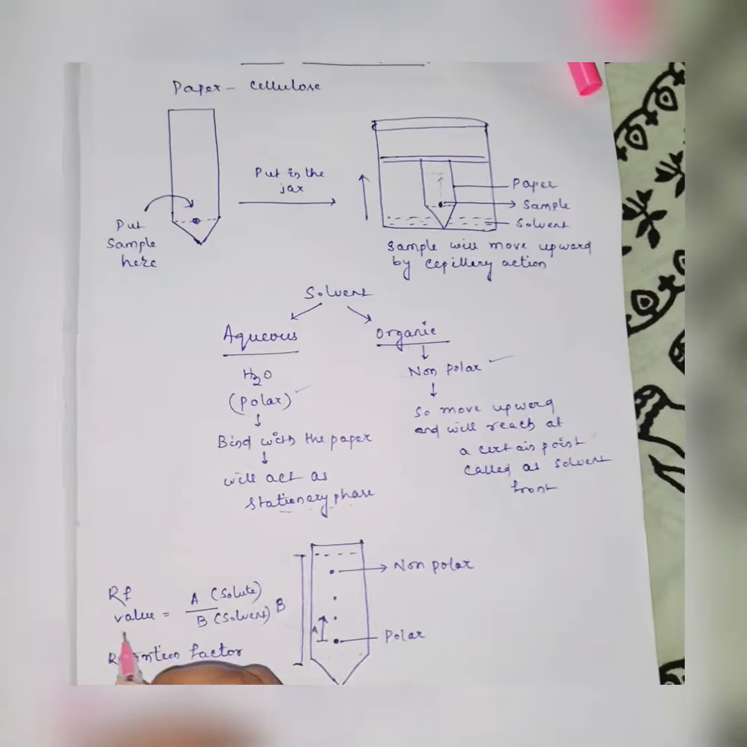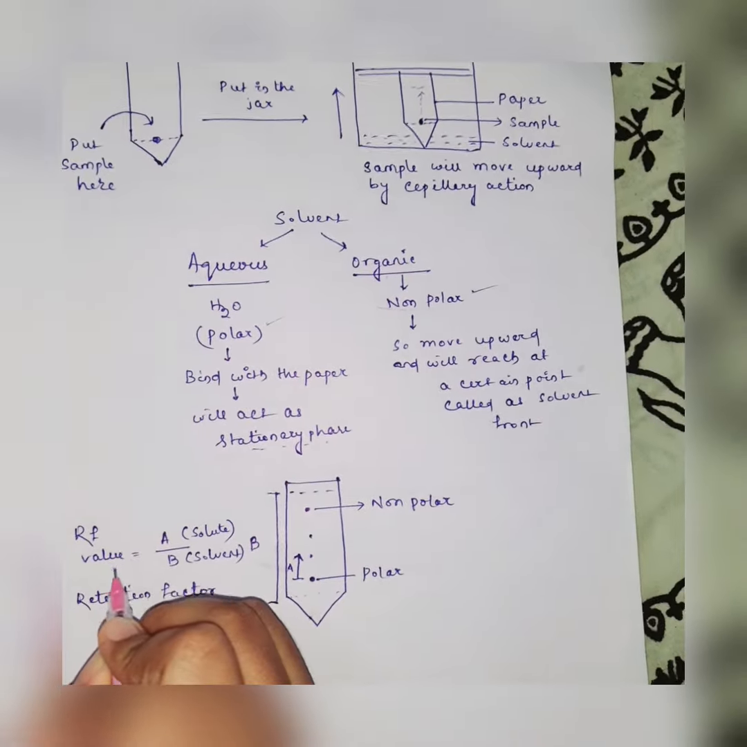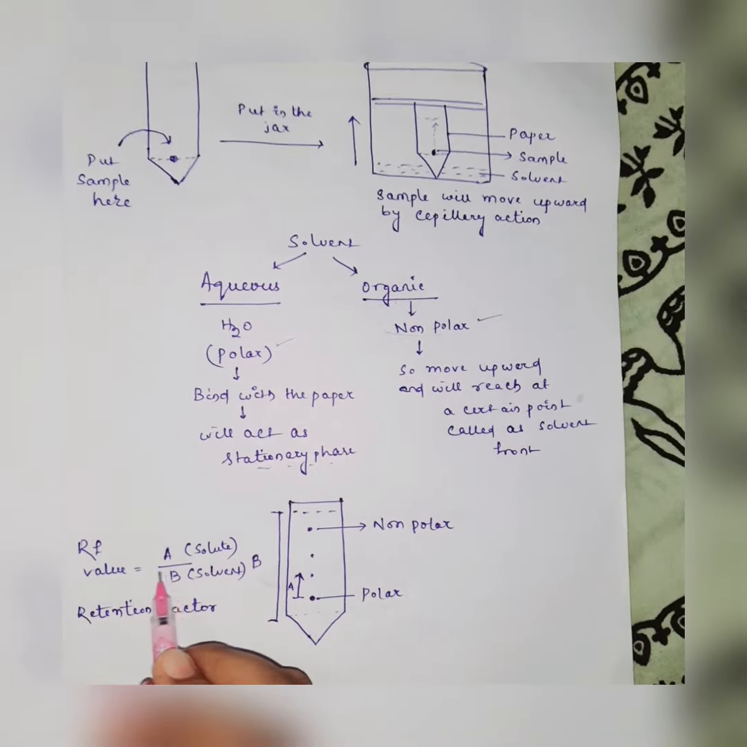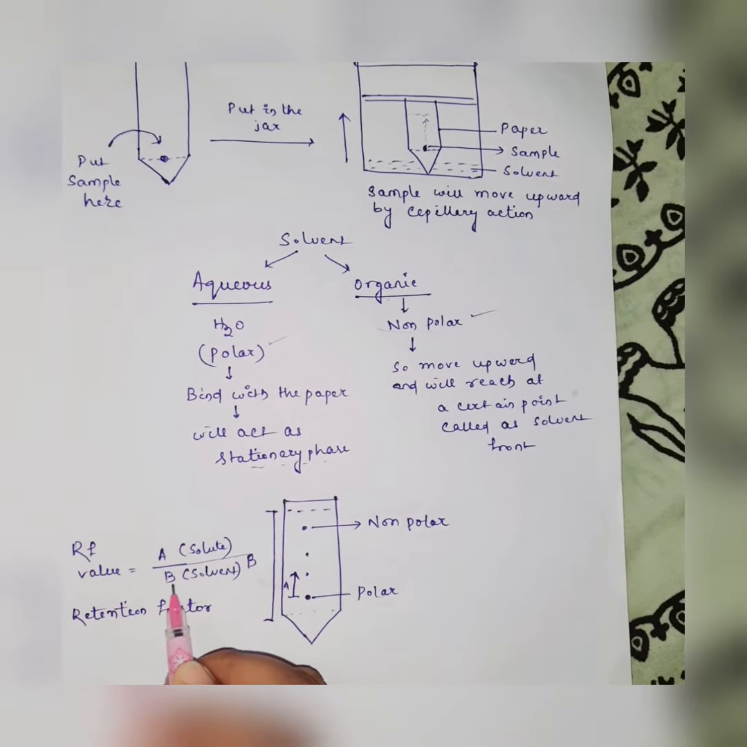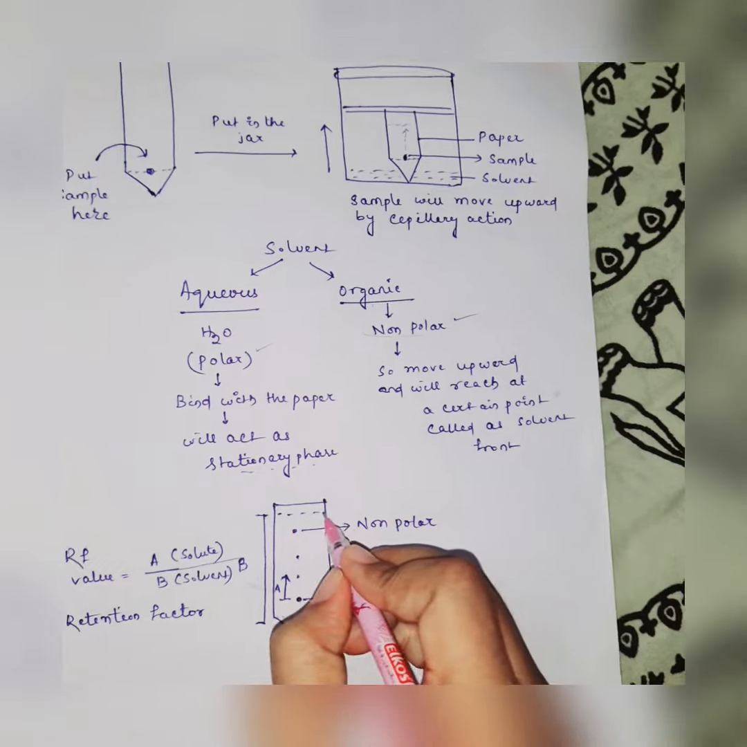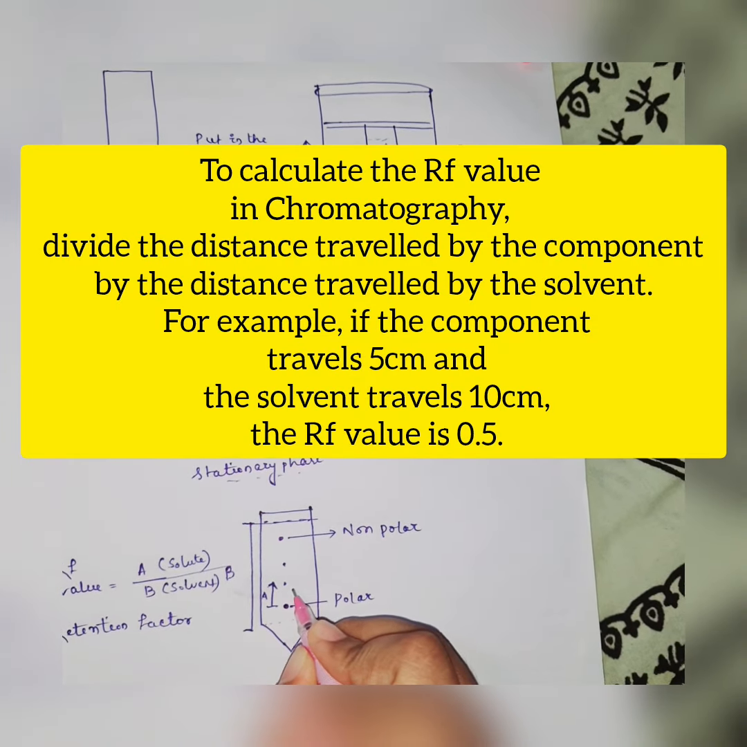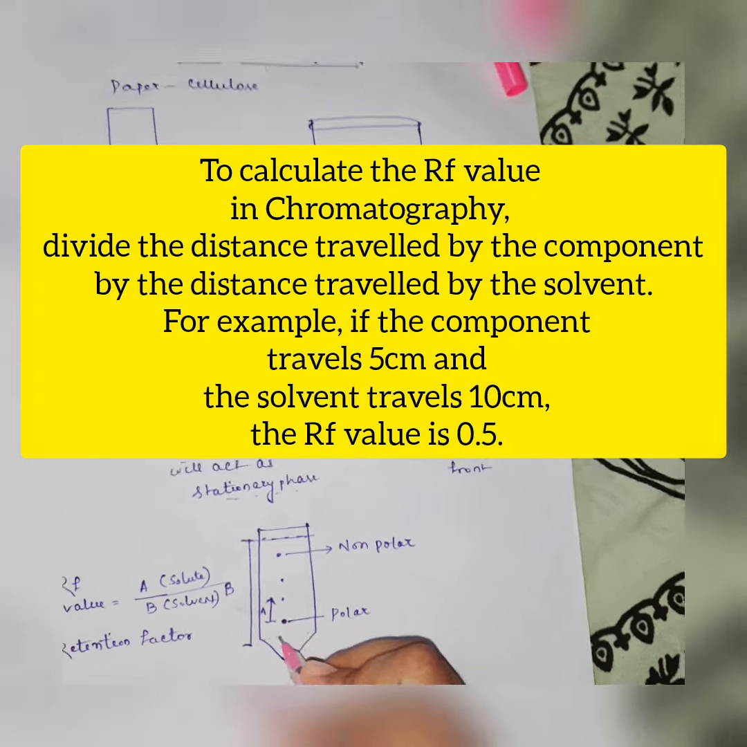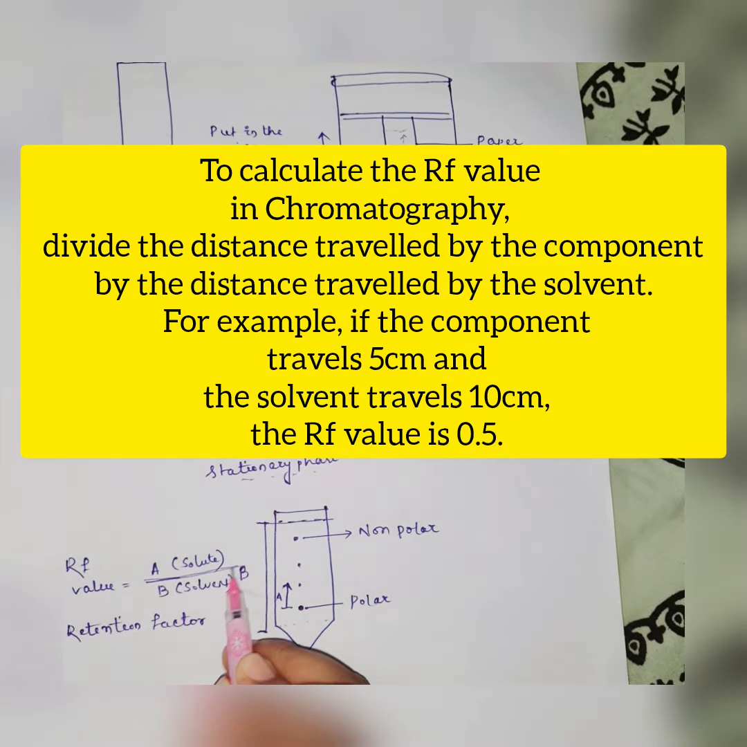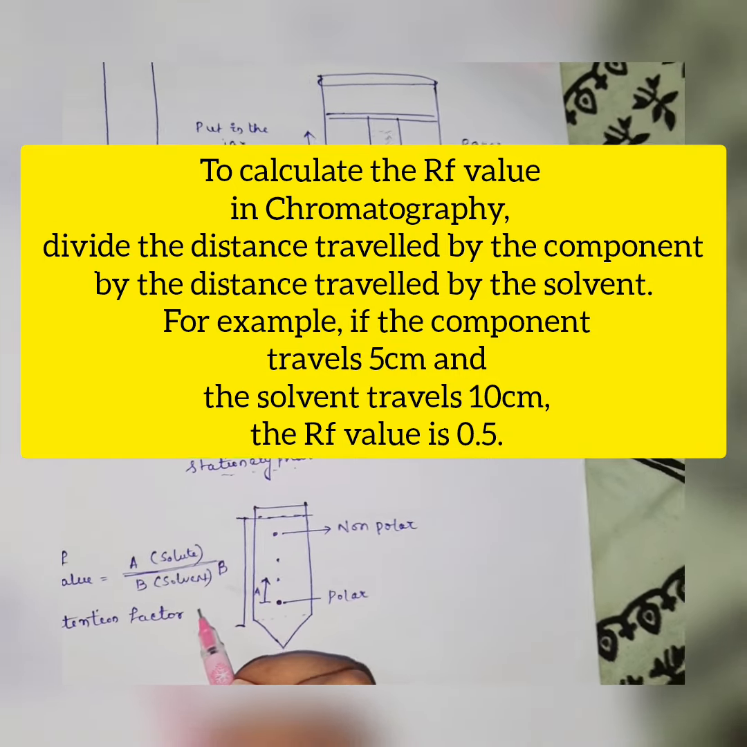And we can also calculate the retention value or Rf value, by the formula: distance travelled by the solute divided by distance travelled by the solvent. This is the distance travelled by the solvent, and this is the distance travelled by a particular solute. So A divided by B. So it is the retention value.